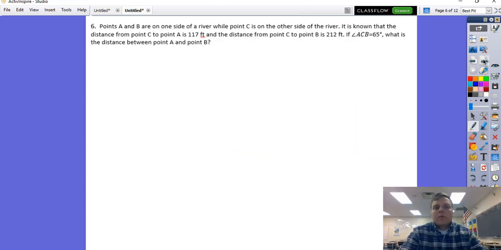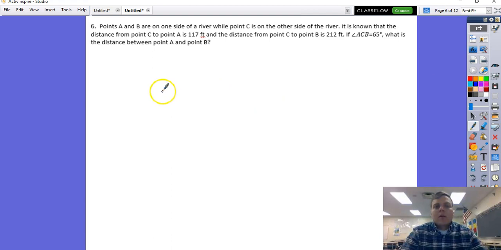Next problem. Points A and B, sorry, are on one side of the river, while point C is on the other side of the river. It is known that the distance from point C to A is 117 feet, and the distance from point C to B is 212 feet. If angle ACB is equal to 65, what is the distance between point A and B?